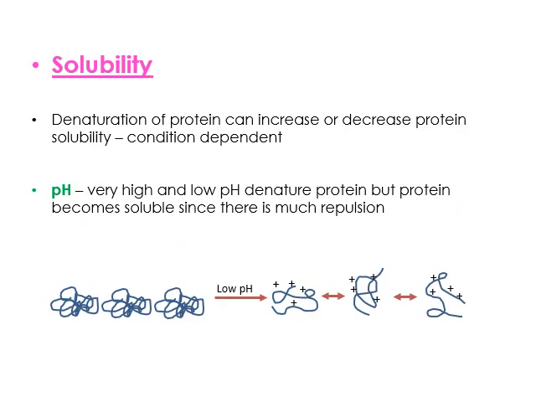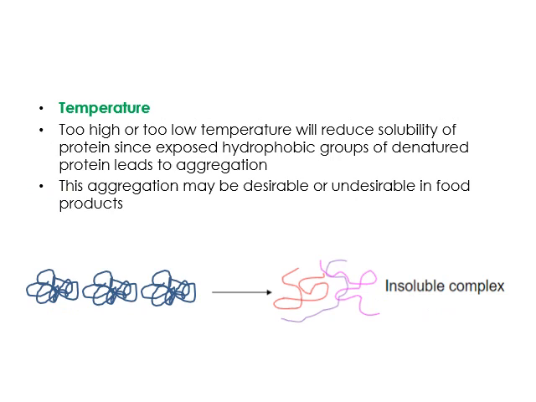So the denaturation of protein can increase or decrease protein solubility, which is very dependent on the condition. pH can affect solubility because very high and low pH will denature the protein, but the protein will become soluble because there is so much repulsion. Temperature will also affect the solubility of proteins. What happens if the temperature is too low or too high? This will reduce solubility of proteins because the denaturation of protein will expose the hydrophobic group, and this will lead to the aggregation of protein. Aggregation can be desirable, for example, for the gelation formation, or it can be undesirable in food product.